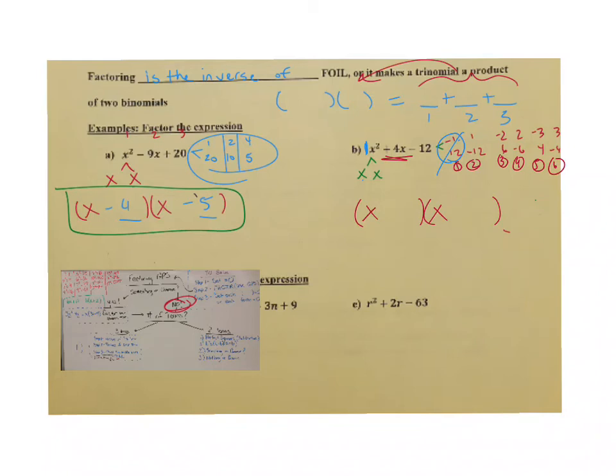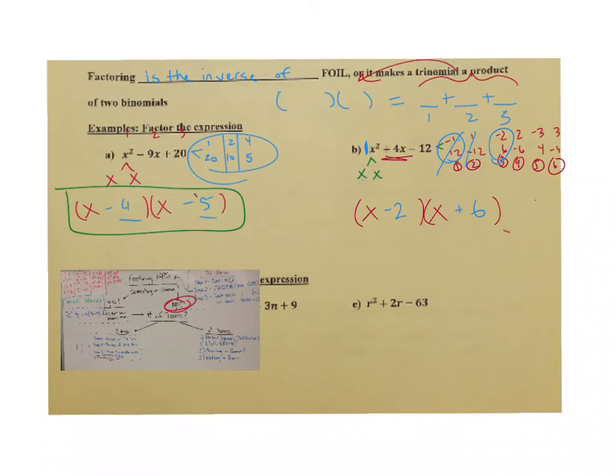So I don't want negative 11x, so that one's not going to work. I want positive 4x, which 6 plus negative 2 is positive 4. So I'm going to put minus 2 and plus 6. And guys, it doesn't matter if you put the plus 6 first or the minus 2 first. They're both going to give you the same answer.